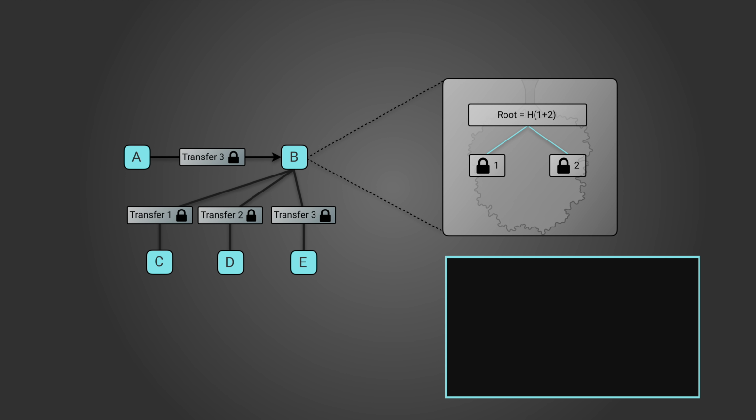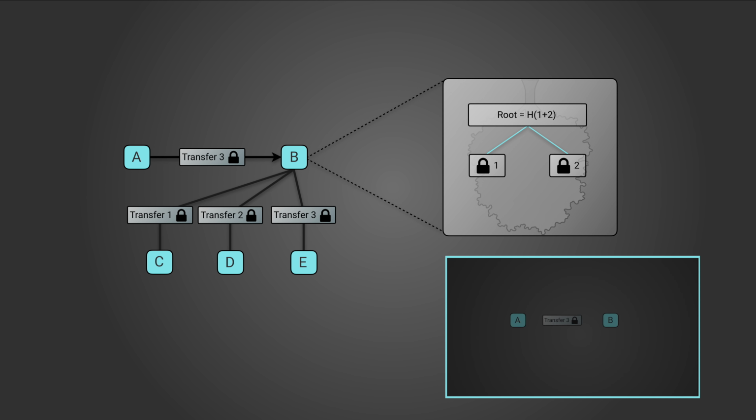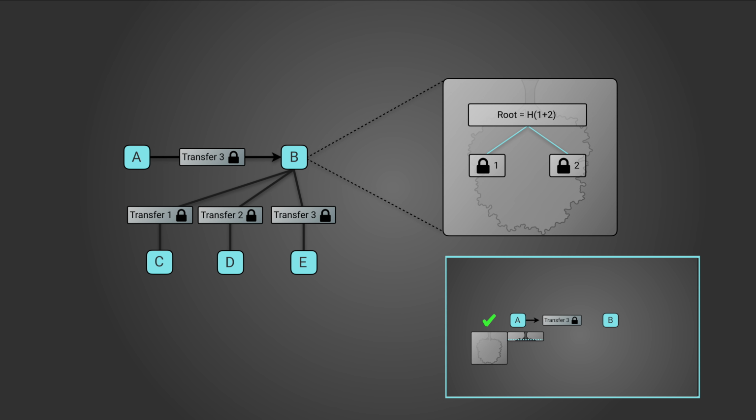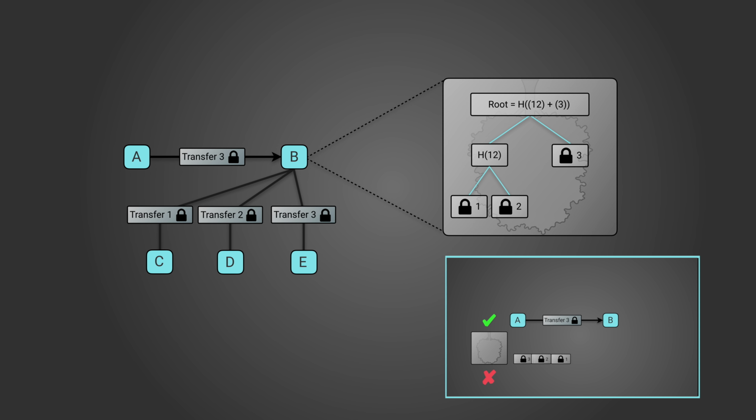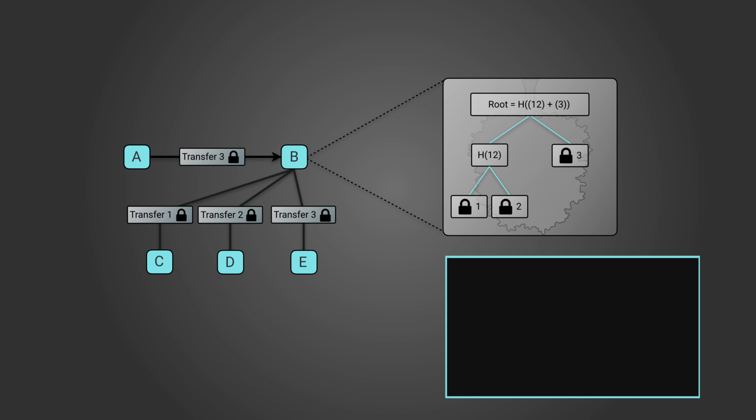Alice now sends a third transfer to Eric, using Bob as the mediator. And now the benefits of the Merkle tree become clear. It is sufficient that Alice sends just the root and the new transfer to Bob. She does not need to send the previous pending transfers, because Bob can compute the root and verify that Alice has the same number of pending transfers as he expects.